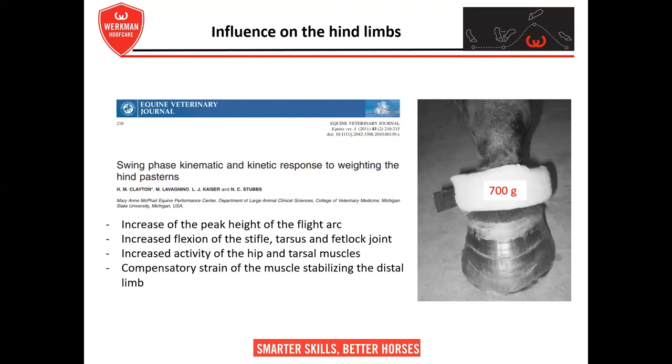In the hinds, there's very little research. There's actually just one study from Clayton, and they added 700 grams as additional weights in the hinds, just to increase the height of the flight arc with the aim to increase the activity of the hip and tarsal muscles. So they increased the flexion of the joints in the hind. The horses had to work more with the hind muscles, and they said it's quite a good training. But again, we have compensatory strain in muscles stabilizing the distal limb. So it's a pro and contra. You have a quite good training effect maybe, but you also have more load on the muscles stabilizing the limb.